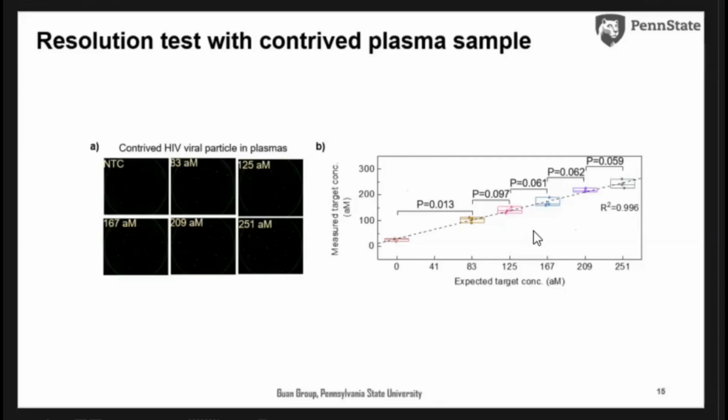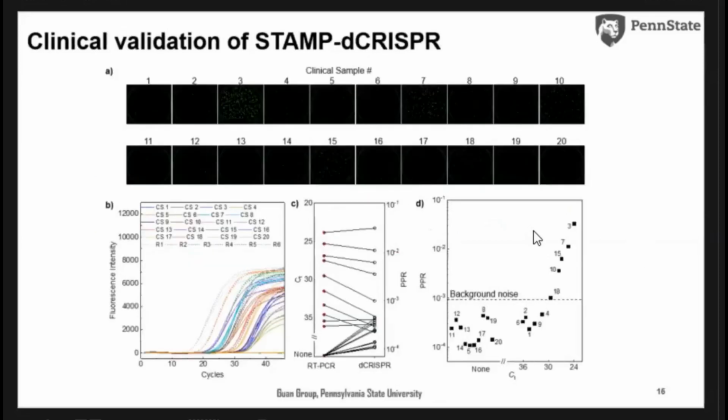And at the end, we also looked into 20 clinical samples from real patients. First we ran the assay using the gold standard method, the RT-PCR, and then we compared the results of the RT-PCR, which are the CT values, with the values that we got from our digital CRISPR. And the results matched very well, which showed the potential of our system for quantifying clinical samples.